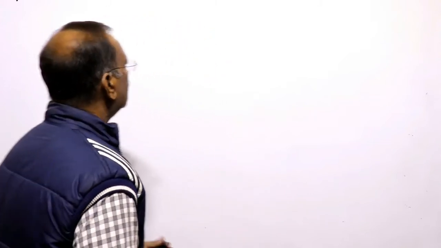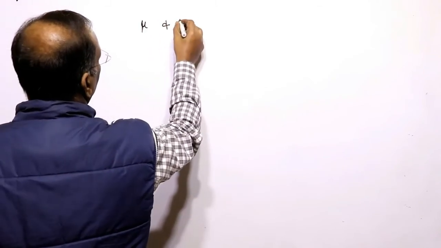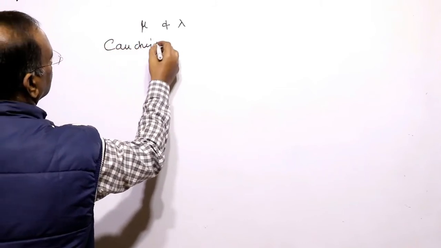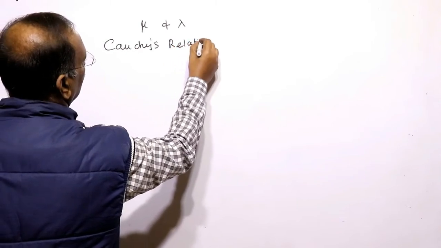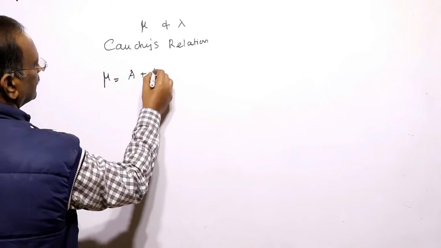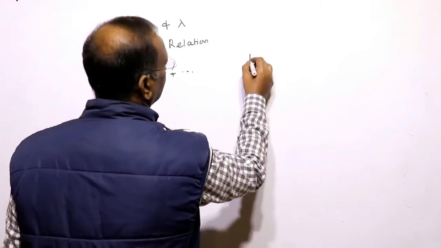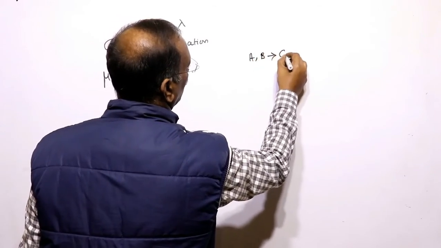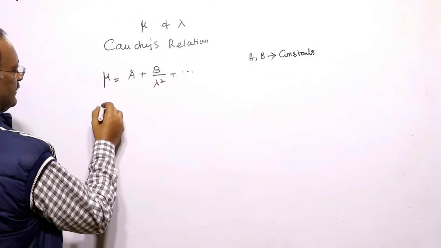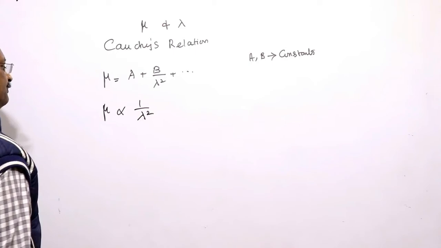Cauchy's relation, which relates the refractive index of a medium and the wavelength of the light. Cauchy's relation is given by: refractive index of the medium is equal to A plus B divided by lambda square, and it goes on. Where A and B are constants. So we can say this is constant, this is constant. So the refractive index of the medium is proportional to 1 by lambda square.